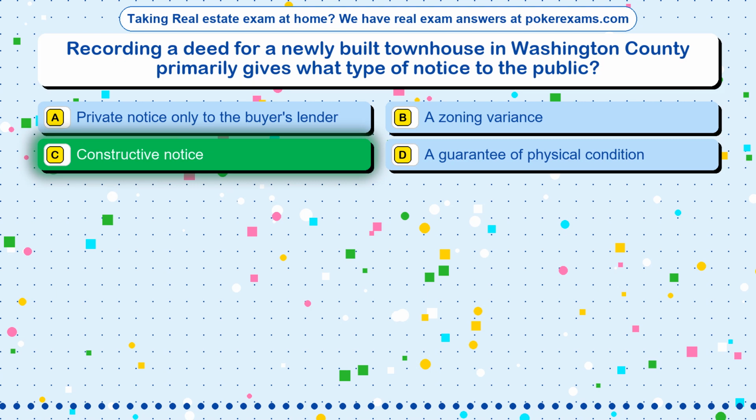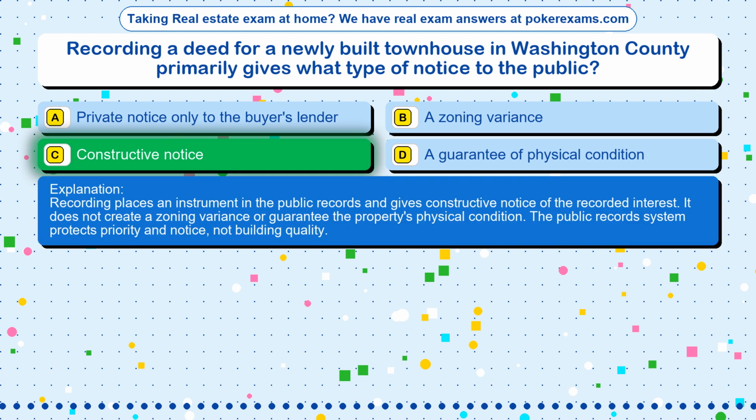The correct answer is option C. Constructive notice. Recording places an instrument in the public records and gives constructive notice of the recorded interest. It does not create a zoning variance or guarantee the property's physical condition. The public records system protects priority and notice, not building quality.